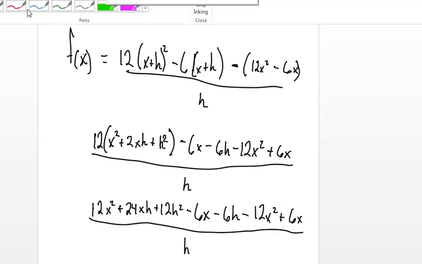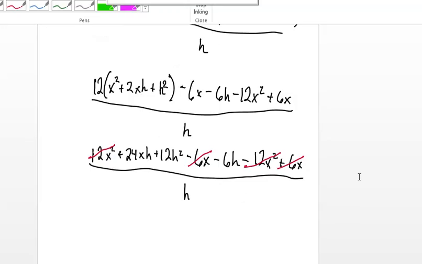But now I can simplify a lot of this. I have a 12x squared and a negative 12x squared. Those cancel. I have negative 6x and positive 6x. Those cancel. Now we're going to look at what we have, and we're going to simplify the top and bottom. Since all of my remaining terms have an h in them, I can divide that out by the one on the bottom.